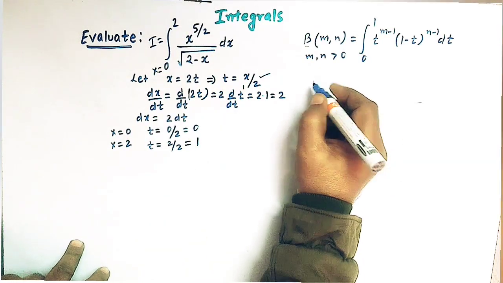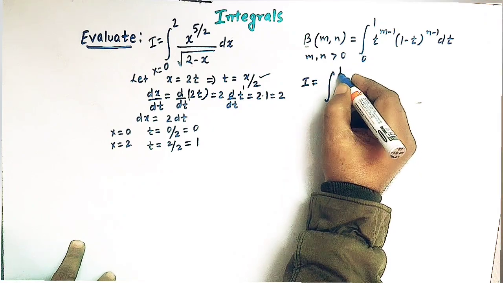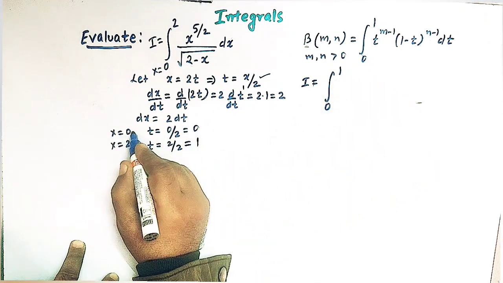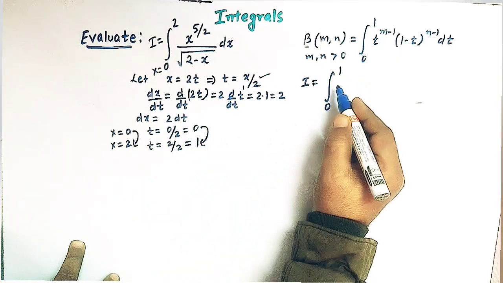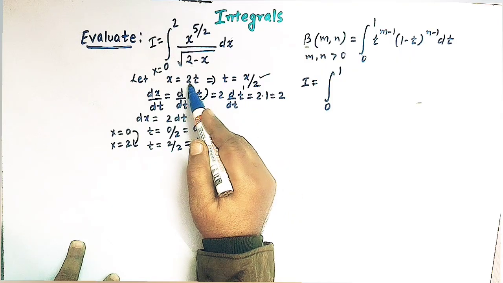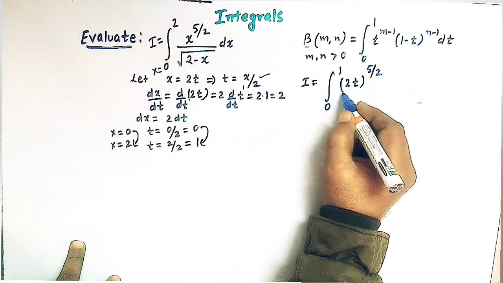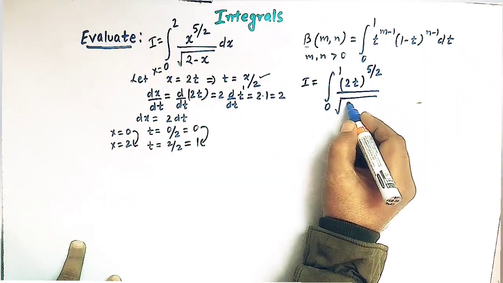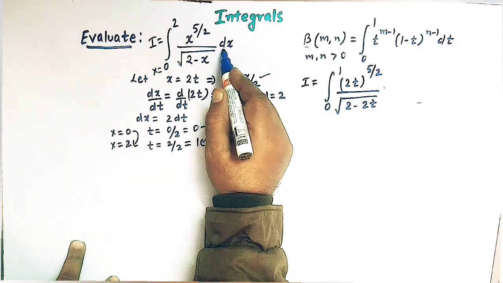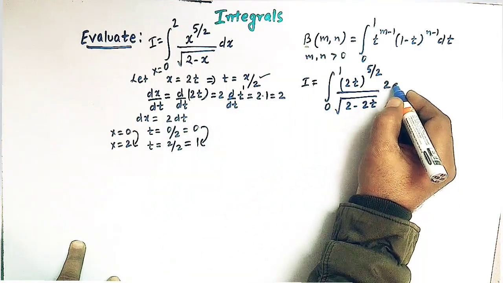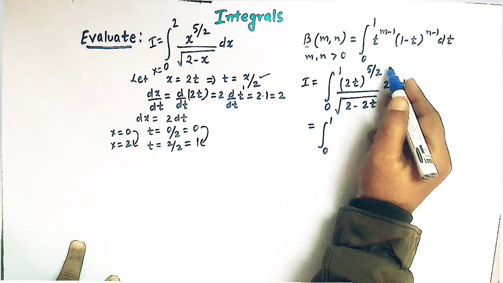So now we can write the integral I as 0 to 1, and here when x changes from 0 to 2, t goes from 0 to 1, and for x we can write 2t. So we have (2t) raised to 5 over 2 divided by square root of 2 minus 2t. And here for dx we can write 2 dt. So let us now simplify this expression.